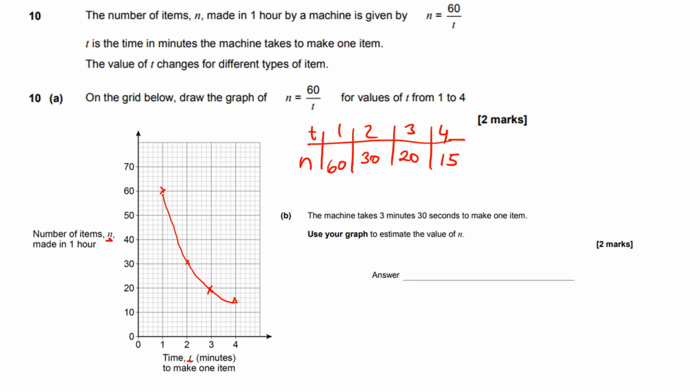And the second question says the machine takes 3 minutes 30 seconds to make one item. Use your graph to estimate the number of items. I'm just going to use a different color pen for this. It's going to be somewhere in between 3 and 4, somewhere there, 3.5 minutes. And if I go along, it's around there. That looks like 1, 2, 3, 4, 5, 2, 4, 6. It is around 17. So that's going to be 17 items. And this is how you get full marks from this question.